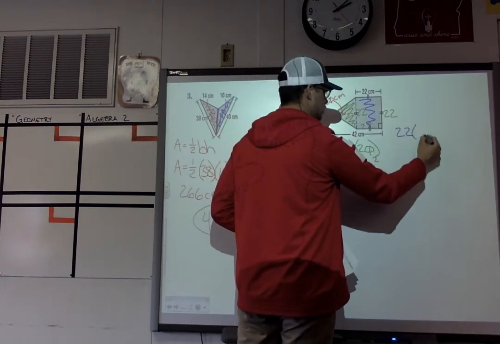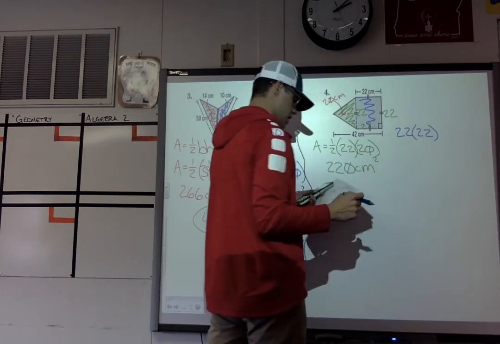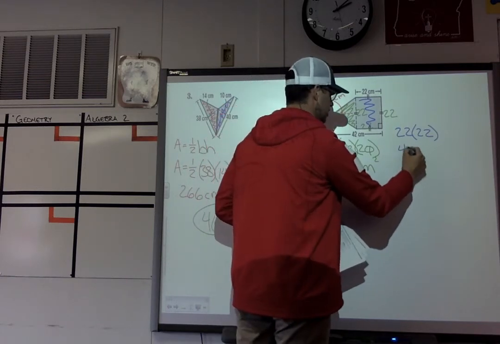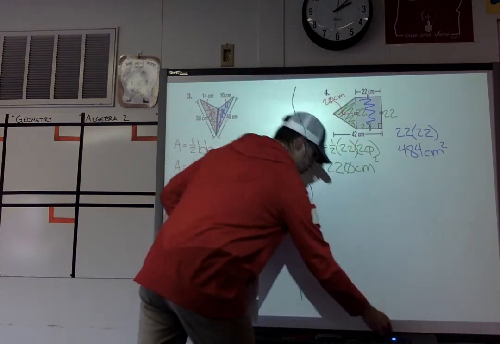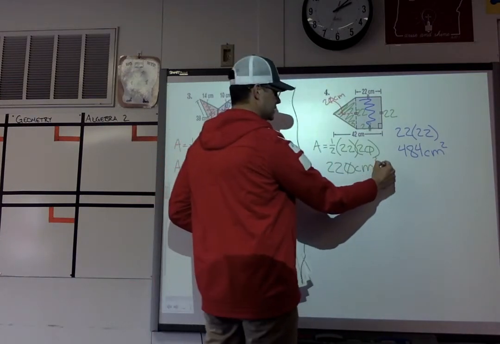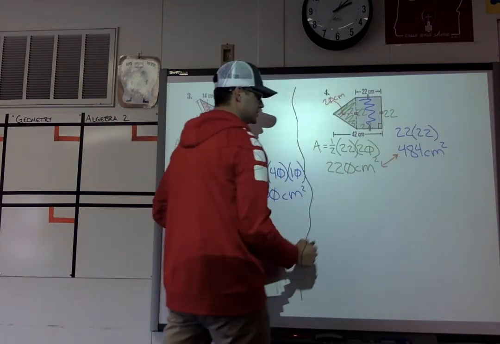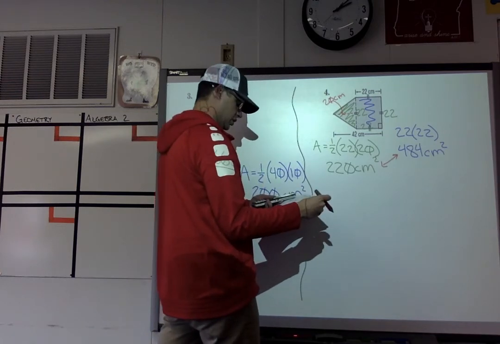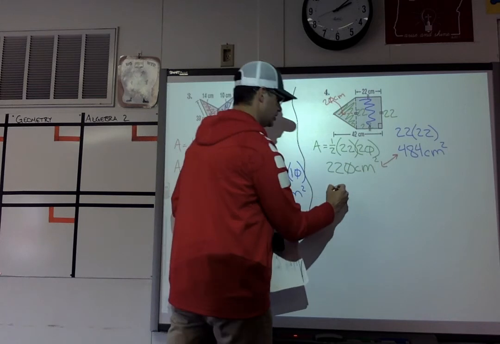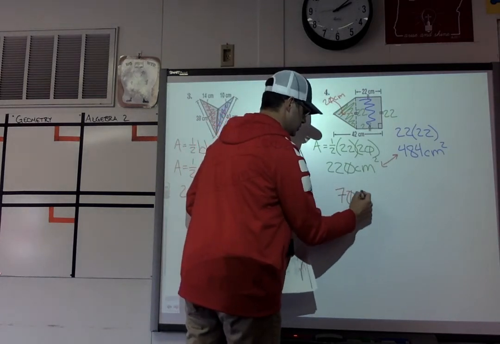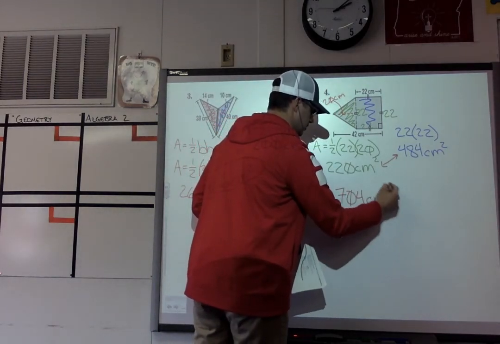Then the area of the square, I'm going to go ahead and do in blue here, is going to be 22 times 22, which is 484 centimeters squared. Then I just need to add those 2 areas together, and I get a total area of 704 centimeters squared.